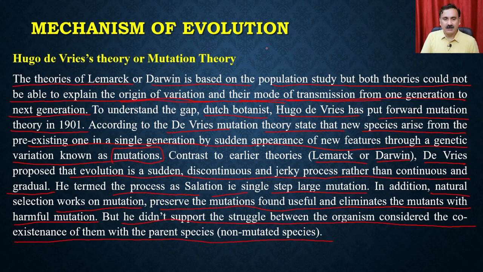So what Hugo de Vries said is that if you have a cell, then all of a sudden there will be a mutation. Its genome is going to get mutated, and that's how you are going to have two different types of cell, right? One is the original cell, and the other is the changed, mutated one. This mutated one is going to survive if the mutation helps this particular organism to grow. But if it does not, then it will not allow this organism to replicate or go further, and it is going to die. So what he said is that the mutations which are useful are going to be preserved, whereas the mutations which are harmful for the organism are going to be eliminated.